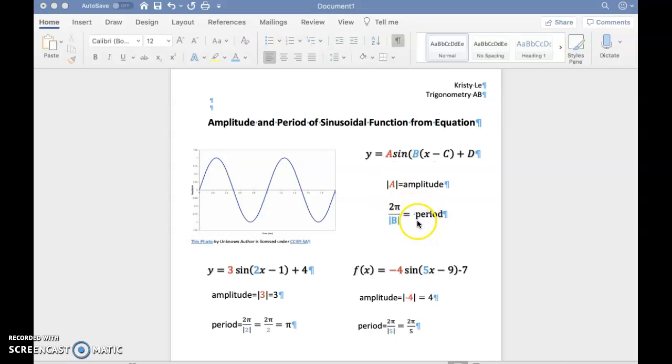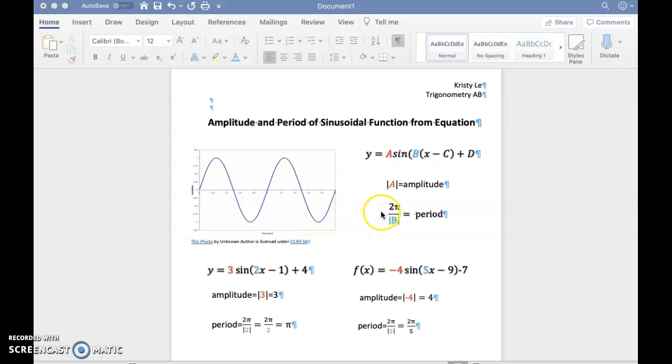And for the period, we know that the period is one cycle of a curve. So it's either the length of the top of this curve to the top of this curve, or the bottom of this curve to the bottom of here. From here to here shows one cycle, or from here to here shows one cycle.